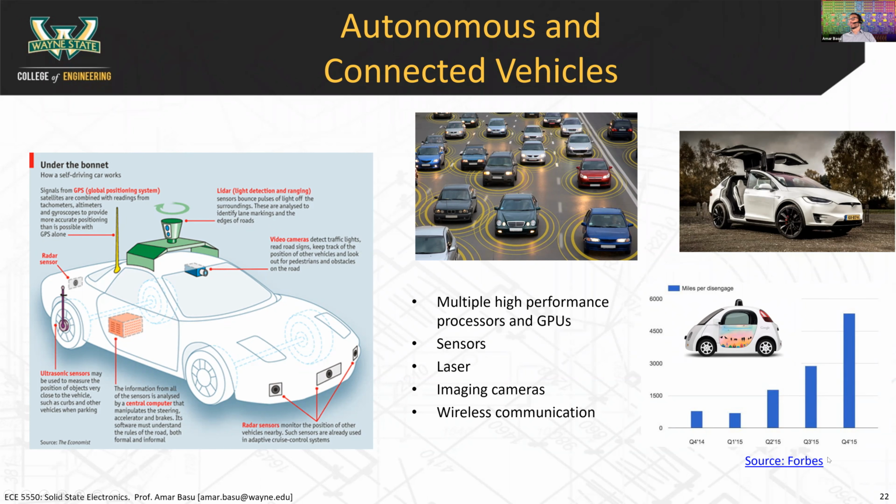This was kind of an interesting plot. If you look at from 2014 to 2015, just a year, Google's autonomous vehicles went from 500 miles per disengage up to nearly 5,000. So it's a 10x improvement. Miles per disengage basically measures, with someone sitting in the car, how many miles you can go before something goes wrong in the autonomous system and the human driver has to take over.